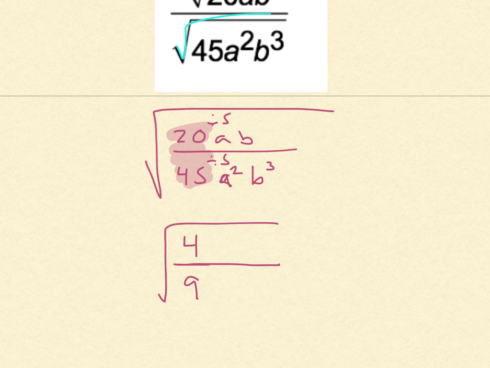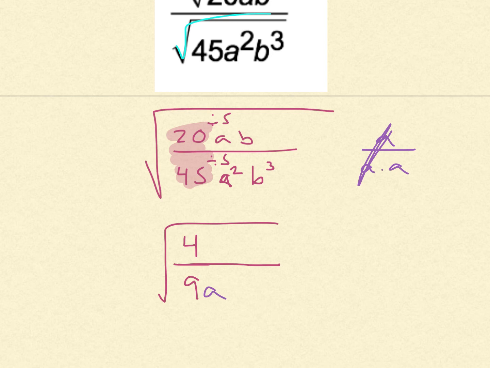Alright, let's look at our a's. So we have one a on top, and how many a's on the bottom? 2. So what cancels? So we're left with how many? 1 on the top or on the bottom? On the bottom.